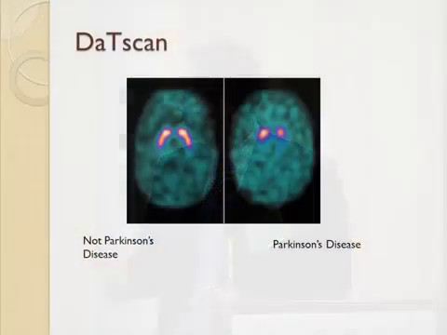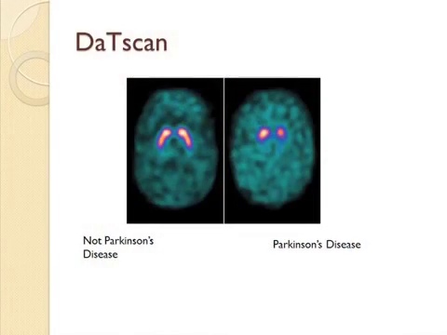And the way this study works is we inject through an IV a radio tracer that binds to that cell that makes dopamine, and essentially it lights up on the image, and you see a very clear picture. And there's a distinction between what someone who doesn't have Parkinson's disease would look like and someone who does would look like. Go ahead to the next slide.